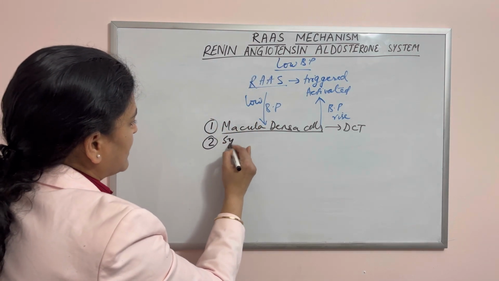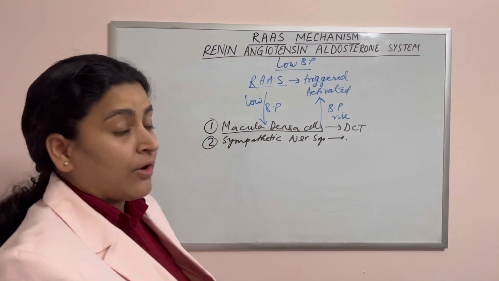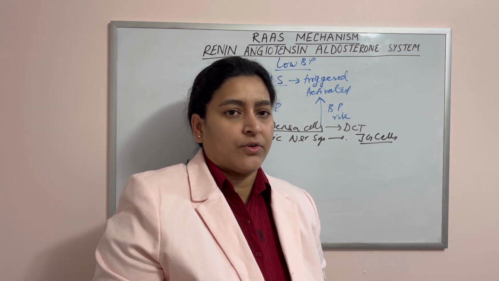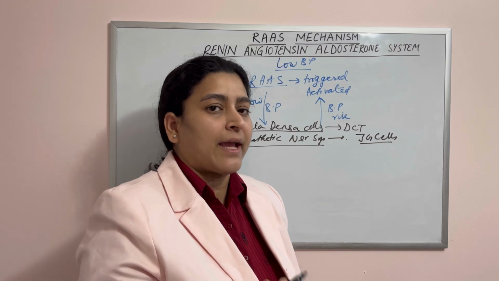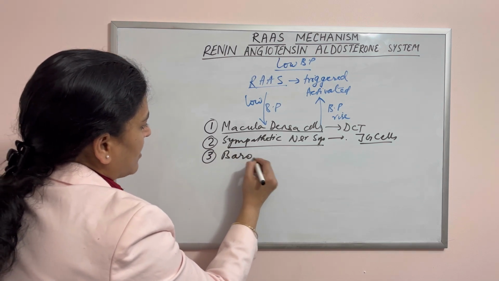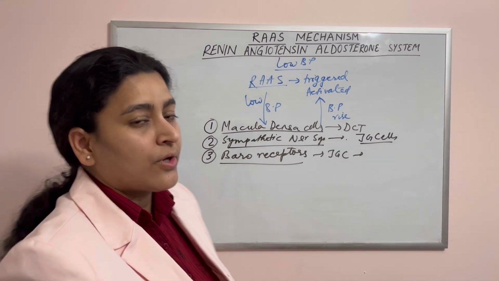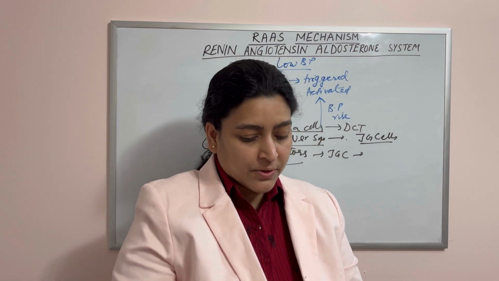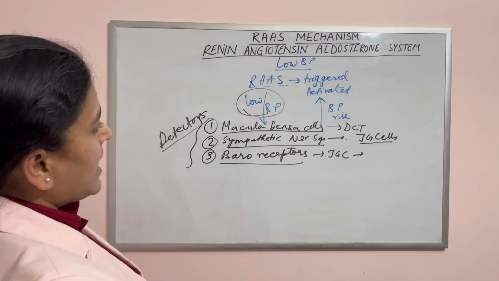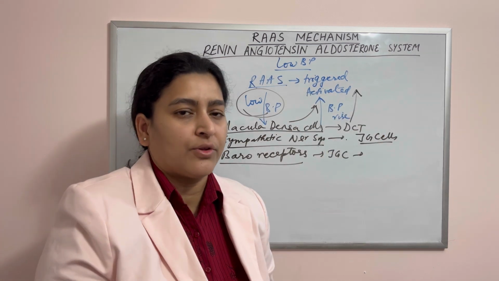The second thing is the sympathetic nervous system, and that would act on the juxtaglomerular cells. The juxtaglomerular cells are present in the afferent arteriole, as you know. So these sympathetic nerves would activate the juxtaglomerular cells, and that's how RAS could be activated. And number 3, there are certain baroreceptors present at the juxtaglomerular cells, and they could also cause the activation of the RAS system. So these are the detectors. They detect whenever there is a low blood pressure, and they kick off the RAS mechanism to bring the blood pressure up in response to the drop in blood pressure.